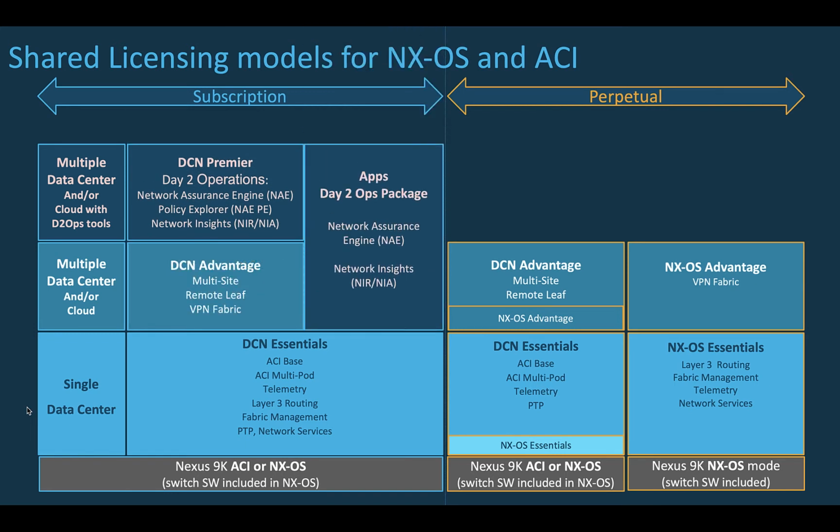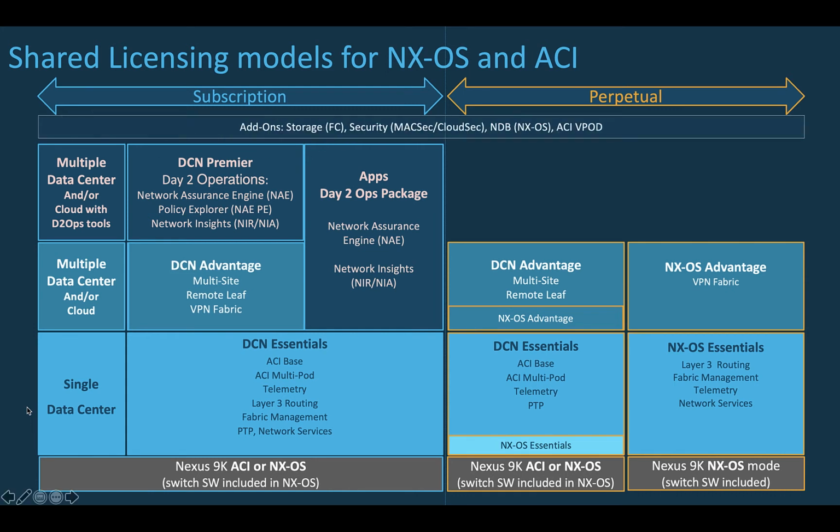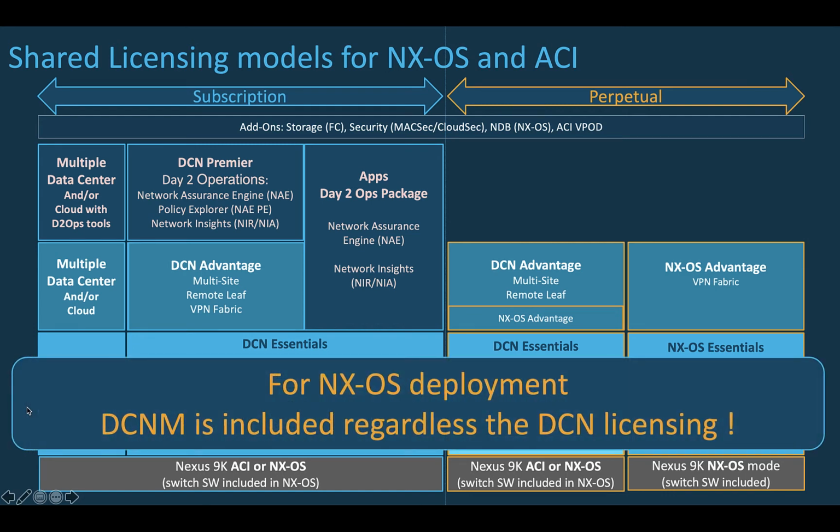Now, for the subscription model for the multi-site with or without the cloud for data operations, we have DCNM Premier on top of DCNM Advantage or the data operation package for a single data center, right? And finally, we have the additional add-ons for the storage, security, NDB or ACI vPod. Now, the question is regarding DCNM. It is already included regardless of the DCNM licensing listed above, right? So you can find more details in CCO.